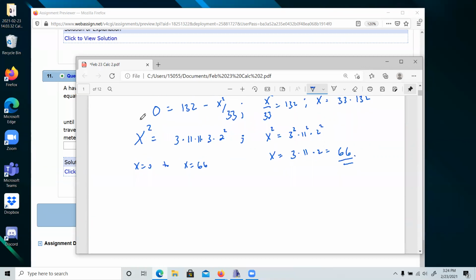All right, so the next thing we have to do is, we have y is equal to, again, 132 minus x squared over 33. And we have to figure out what y prime is. Y prime is equal to negative 2x over 33. And then we need y prime squared, which is going to be 4x squared over 33 squared.